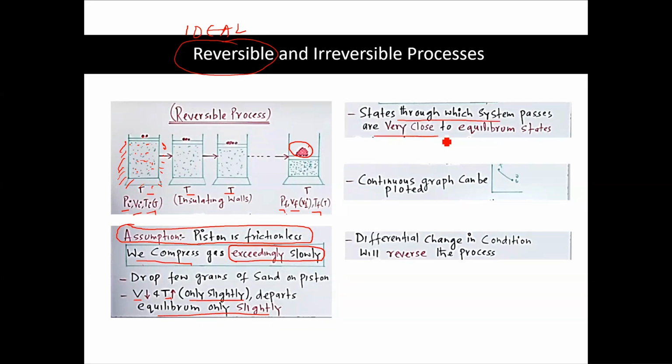States through which the system passes are very close to the equilibrium states, and there could be a continuous graph that can be plotted for the two states, initial and final. A differential change in condition will reverse the process. So for example, if I take 2 grains of sand out of here, it would come back to its previous position without any permanent energy transferred to the surroundings or lost in the form of heat, which cannot be recovered without any change in the surroundings. So this process becomes a reversible process.